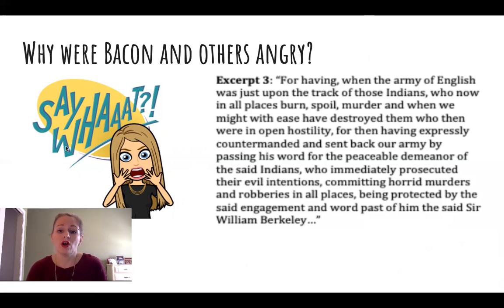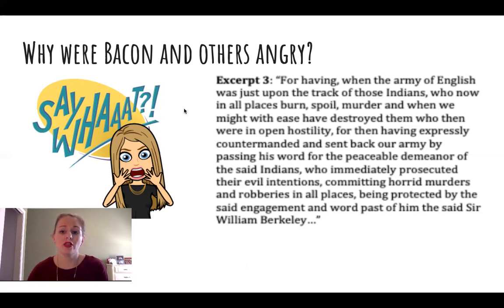So again, we're looking at why were they angry? For having, when the army of English was just upon the track of those Indians, who now in all places burn, spoil, murder, and when we might with ease have destroyed them, who then were in open hostility, for then having expressly countermanded and sent back our army by passing his word for the peaceable demeanor of the said Indians, who immediately prosecuted their evil intentions, committing horrid murders and robberies in all places, being protected by the said engagement, and word passed of him and the said Sir William Berkeley, who was the governor at the time.